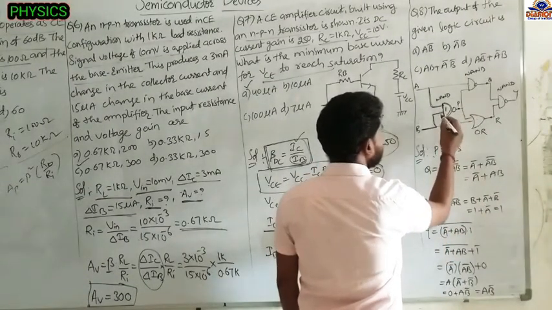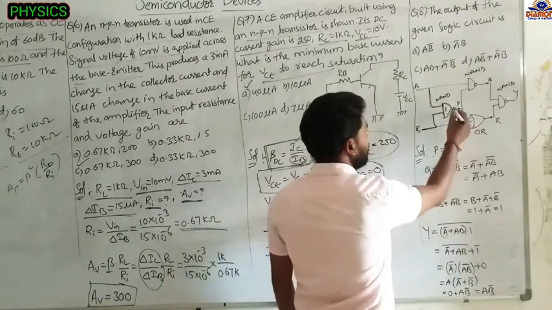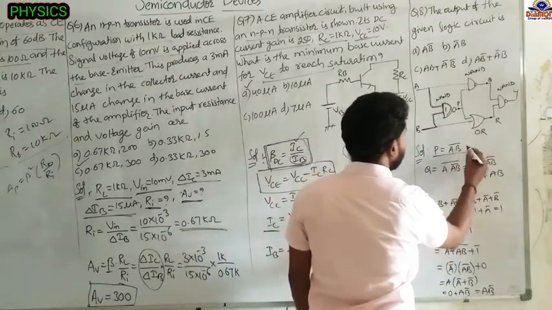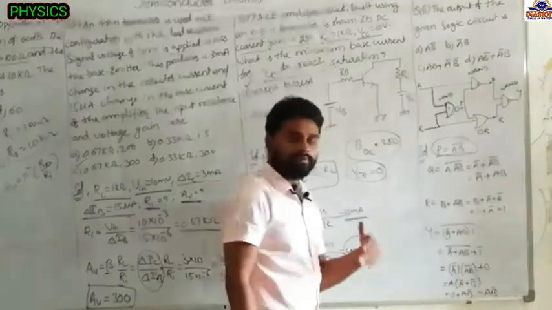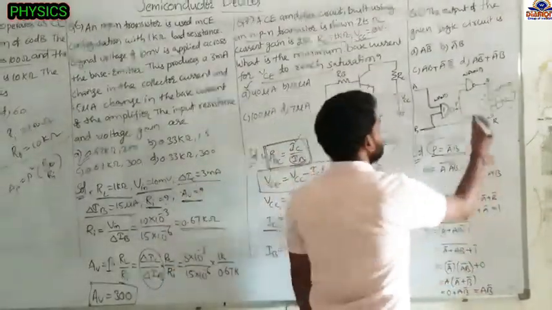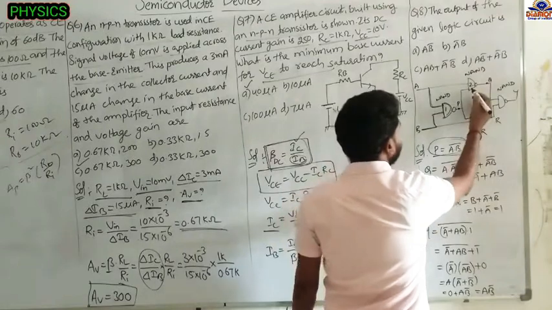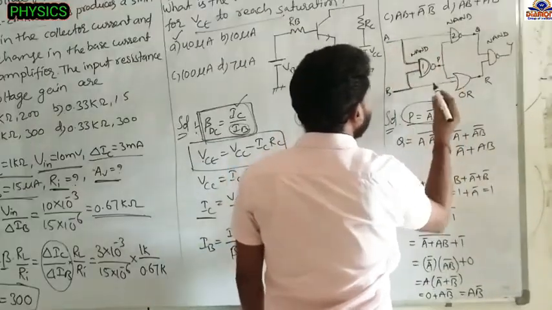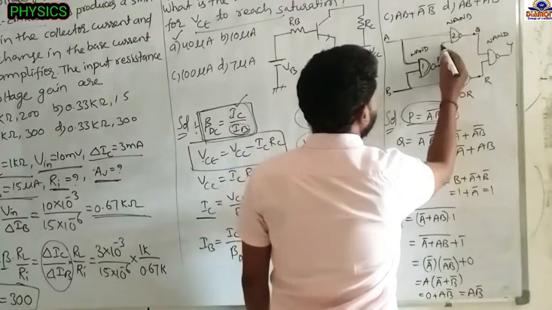The AND gate's input is A, B, and the NAND gate gives the complement, (A·B) complement. This is the output of the first NAND gate. Now come to the second NAND gate. The second NAND gate has A as one input, and the other input is the output of the first NAND gate.